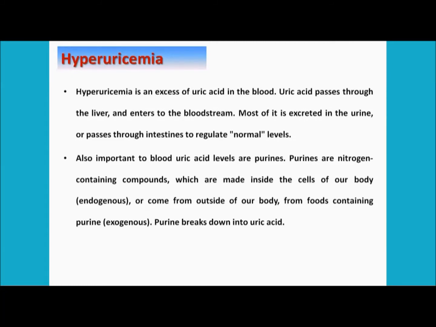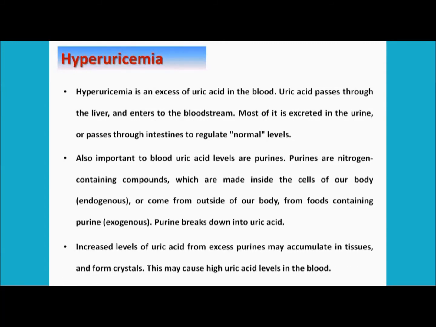which are made inside the cells of our body endogenously, and sometimes they come from outside, from the food we take. Thus the purine breakdown leads to the production of uric acid in the human body, right? So an increased level of uric acid from the excess of purine may accumulate in the tissue and form crystals. This may cause high uric acid levels in the blood. So that is the condition.